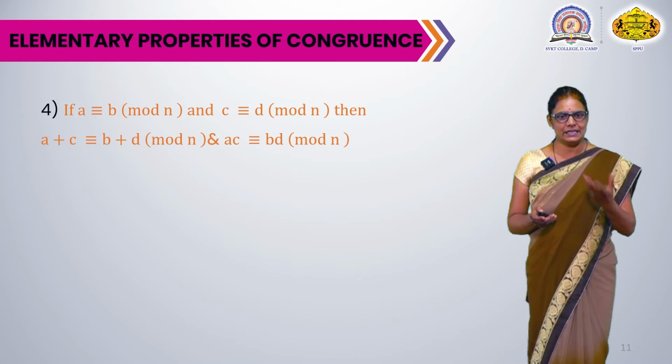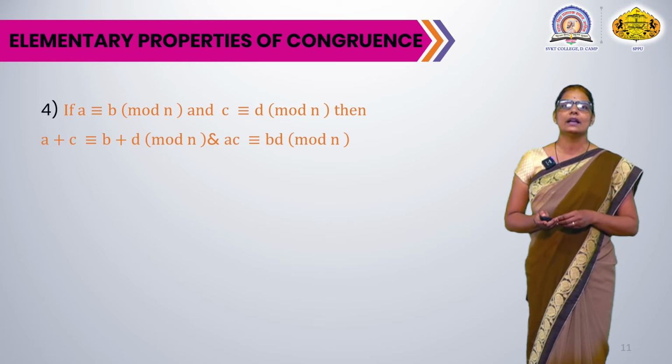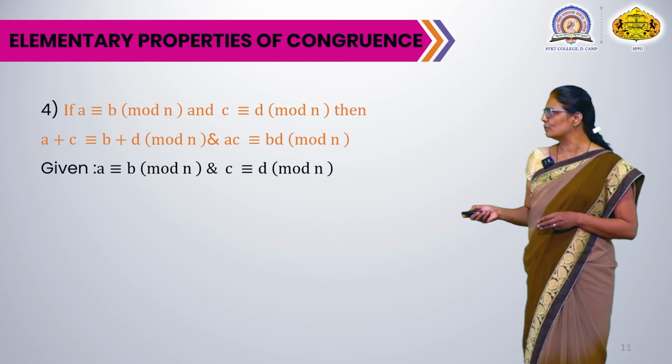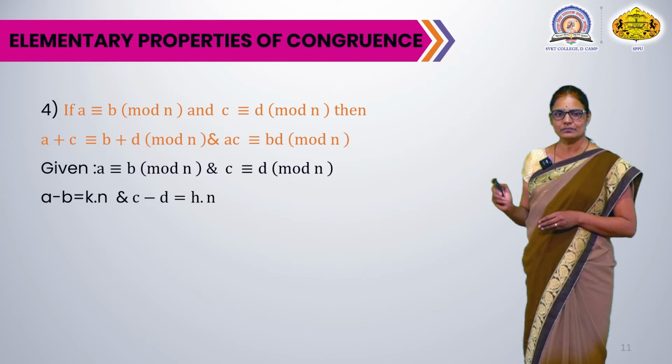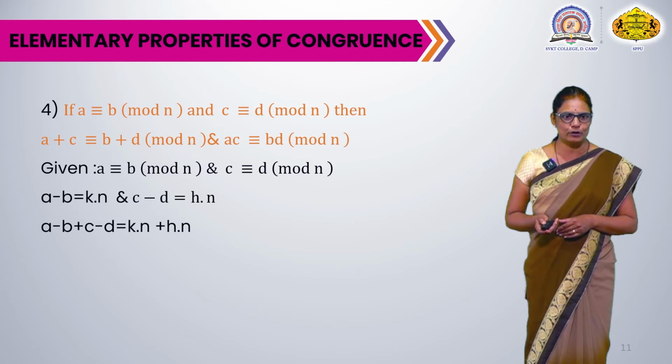Now the proof is very simple here. Again we write the hypothesis first and then use the definition of congruence. So in the hypothesis, these are our two statements: a is congruent to b modulo n, c is congruent to d modulo n.